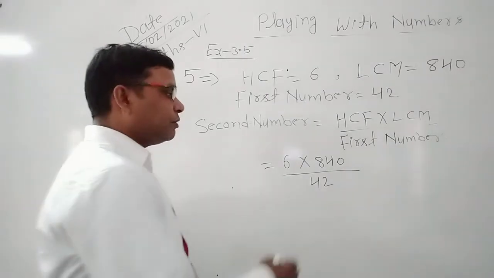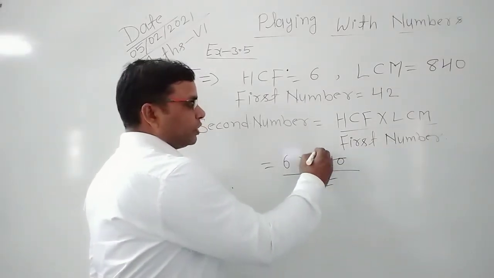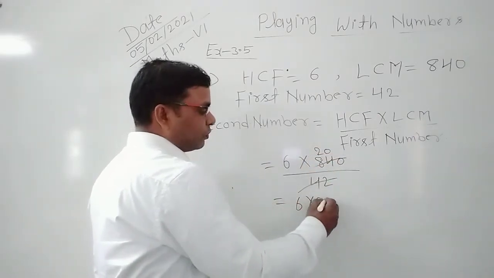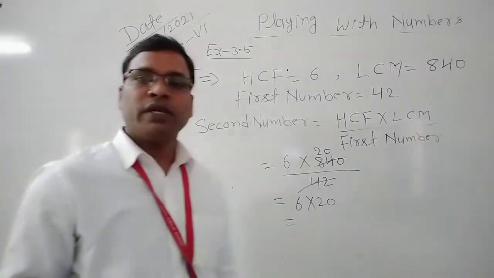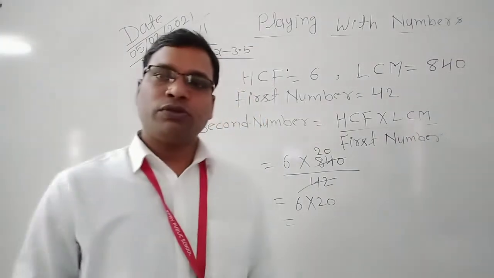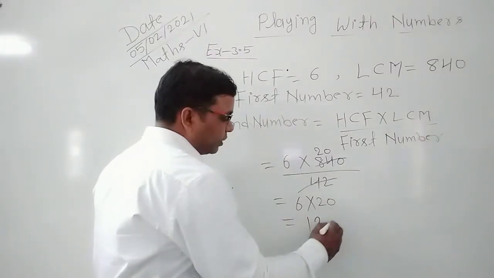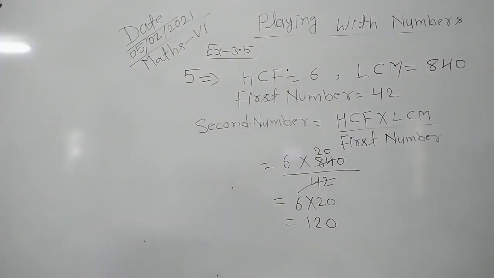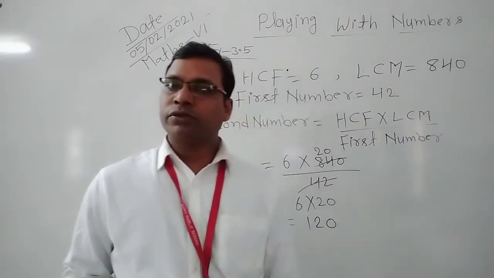If you divide 840 by 42, you get 20. So here we have 6 into 20. You know very well how to multiply 6 into 20: 6 twos are 12, so 6 into 20 is equal to 120. Students, in this way you can find the second number. Now I hope all of you understood this question.